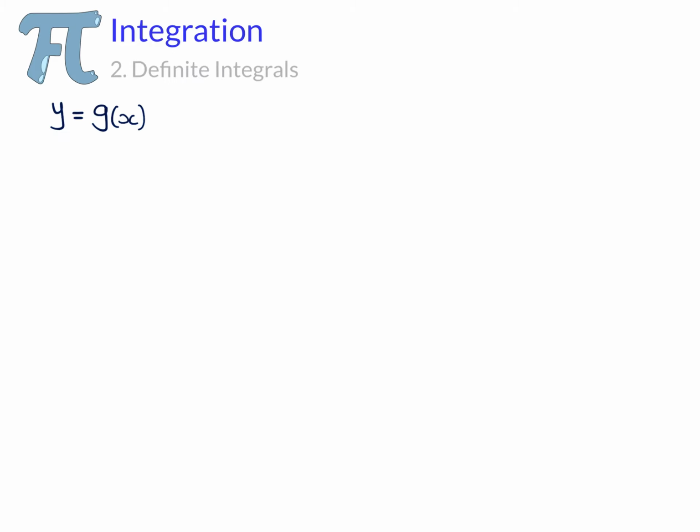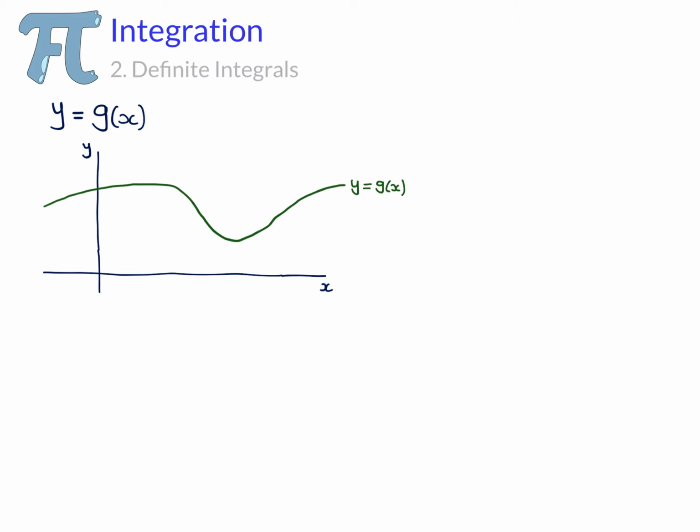We start with some function of x, draw it on a graph, and ask the question, what is the area between this curve and the x-axis between two fixed points? This seems an impossible task to get an exact answer.